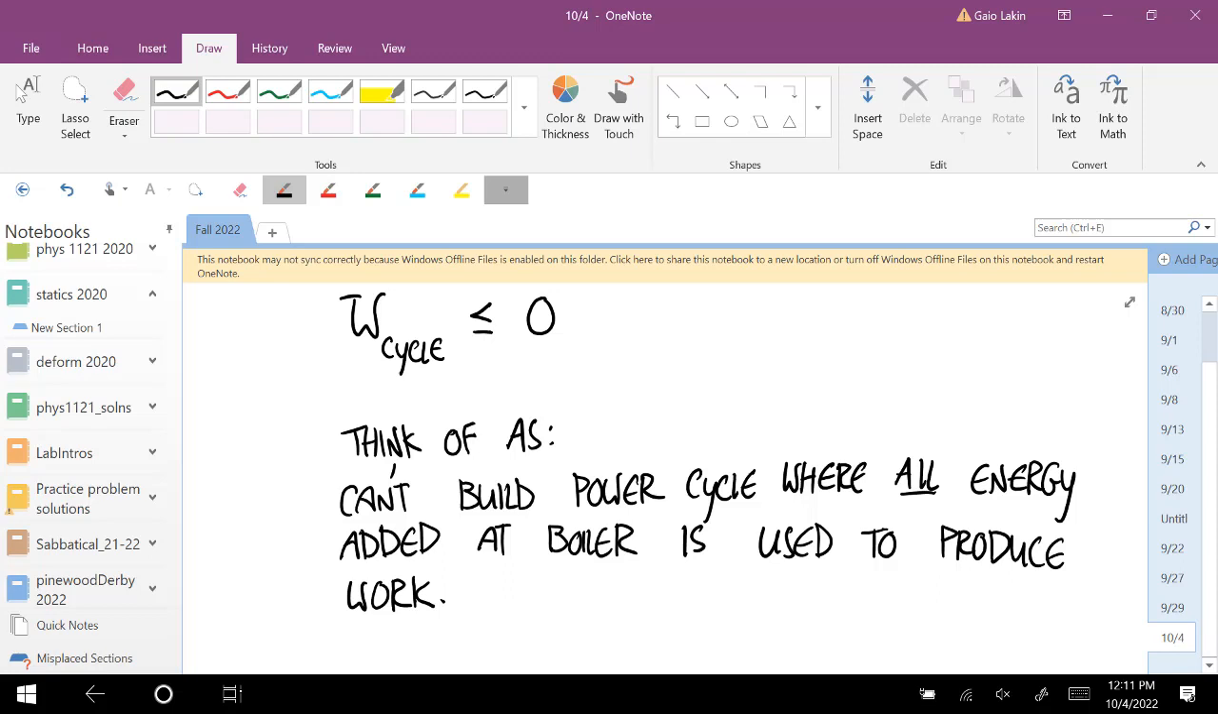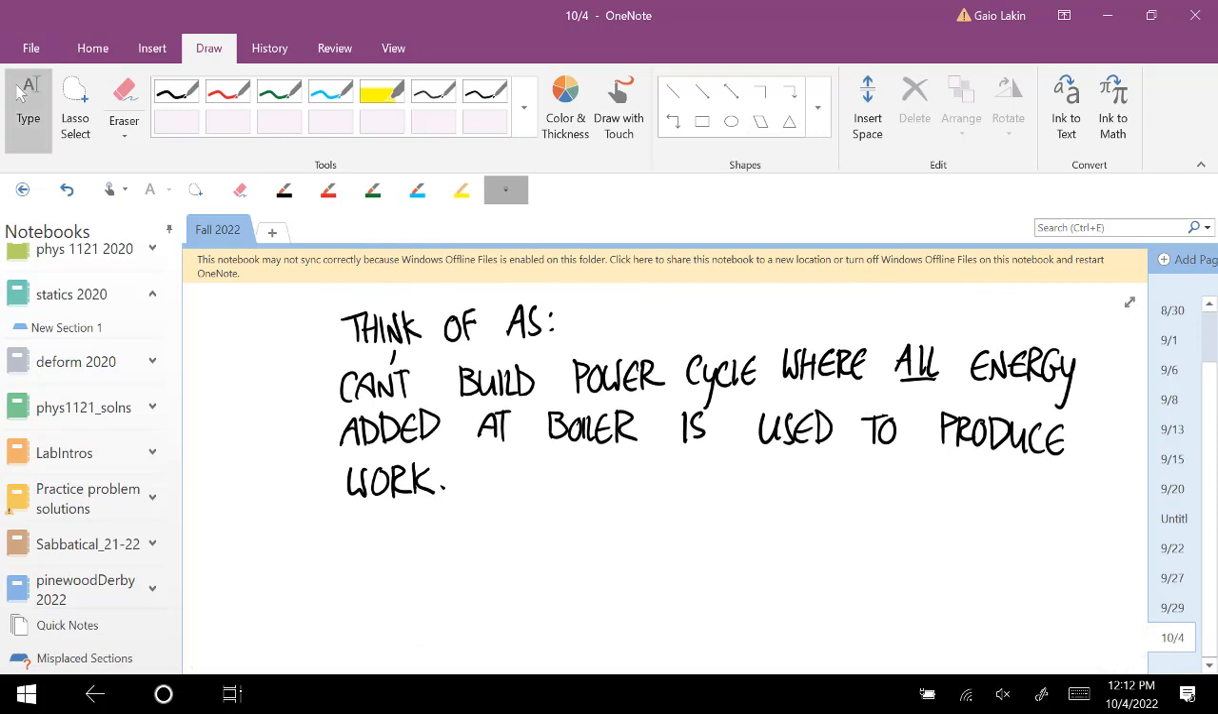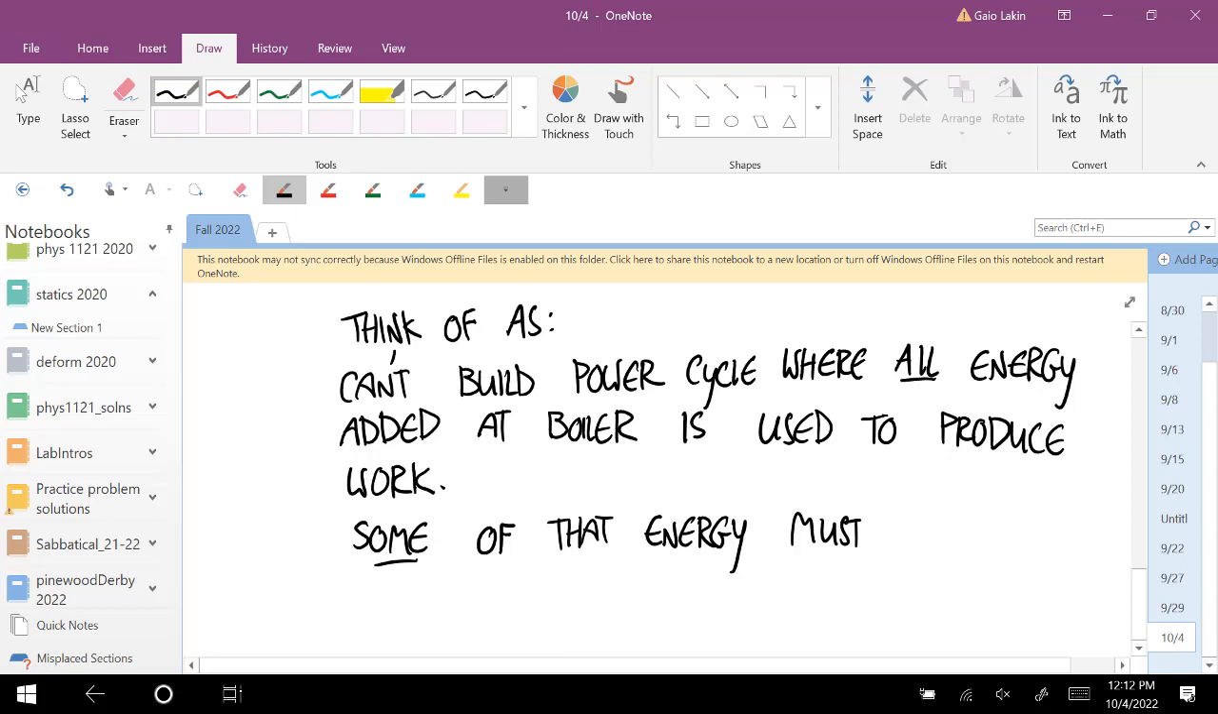You pour energy into this machine through the high temperature reservoir, and you'd like to use all that to create electrical energy or to turn shafts or whatever, but it's not possible. And this can be proved using the Clausius statement. The idea is that some of that energy must be lost as exhaust to a cold reservoir.